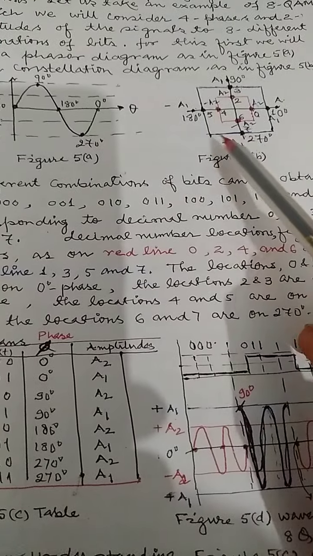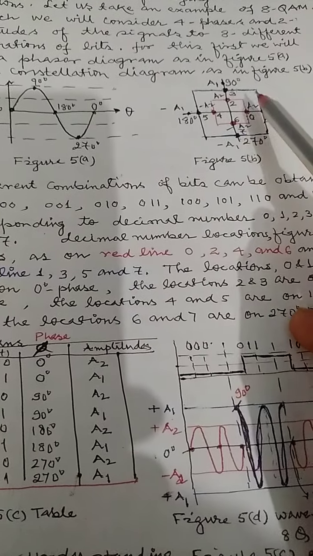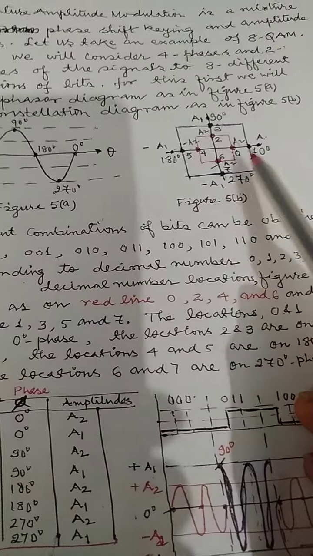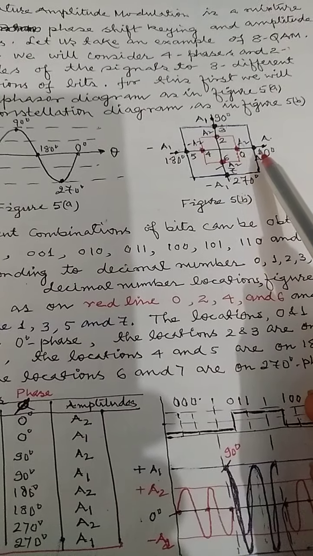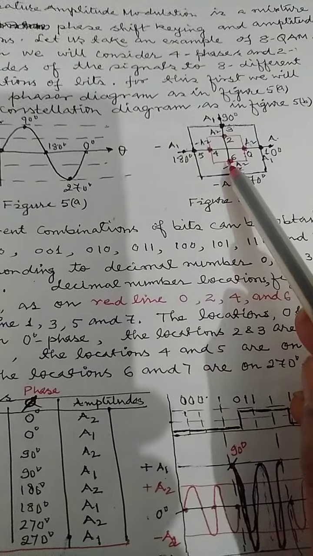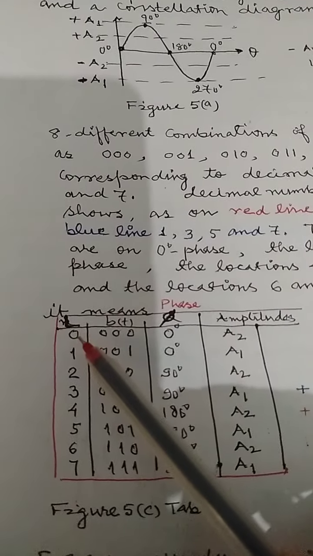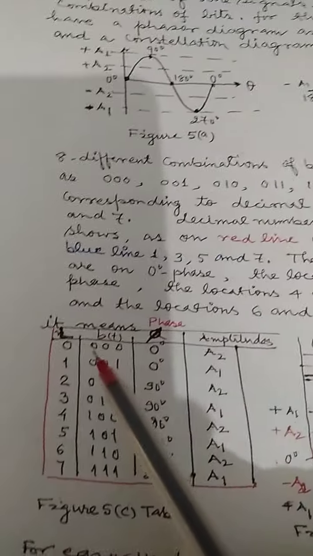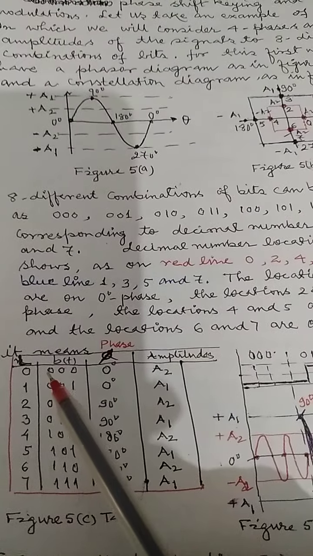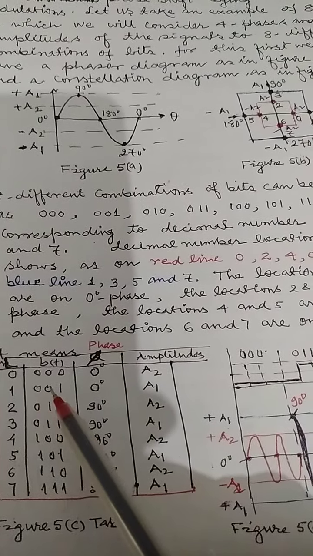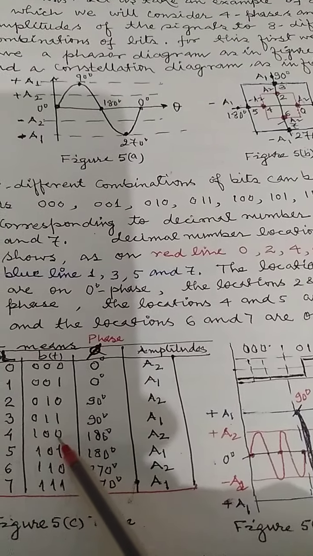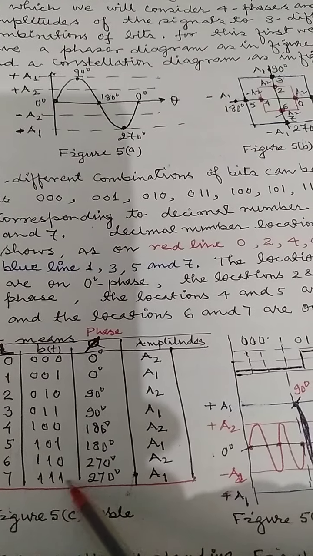For our easiness, this constellation diagram we have converted into a table. These are the states: 0 state, 1 state, 2 state, 3 state, 4 state, 5 state, 6 state, 7 state. Likewise, we have made the combinations: state 0 is 000, then 001, 010, 011, 100, 101, 110 and 111.